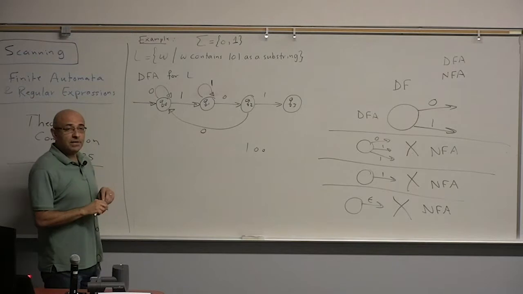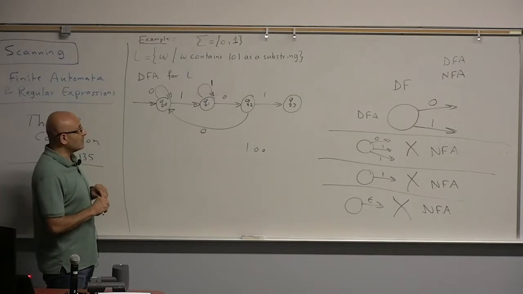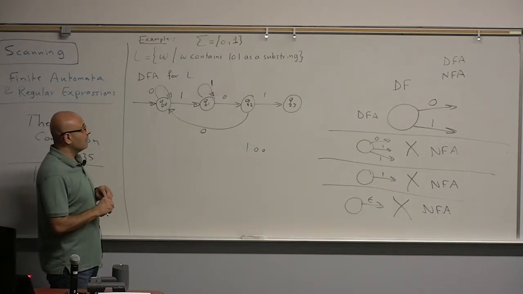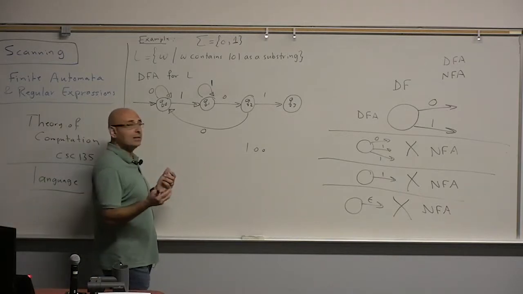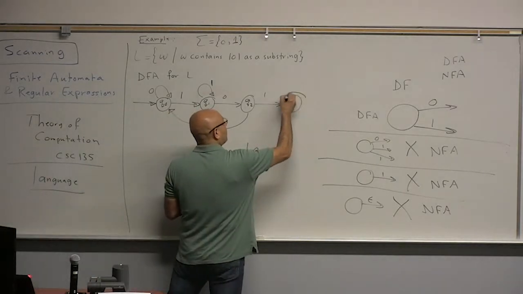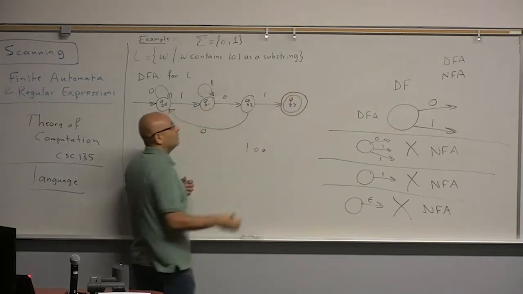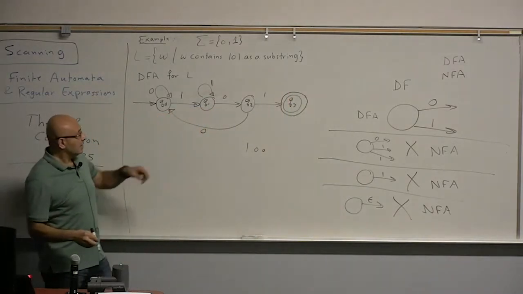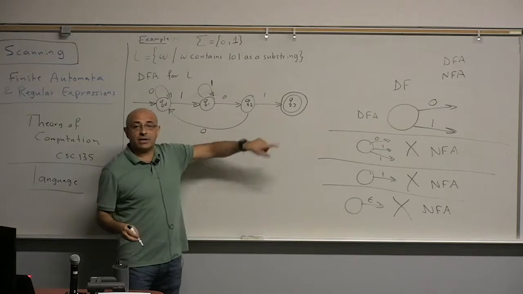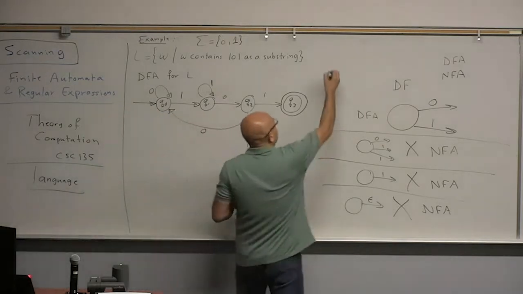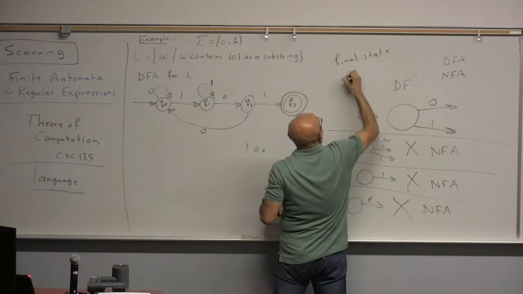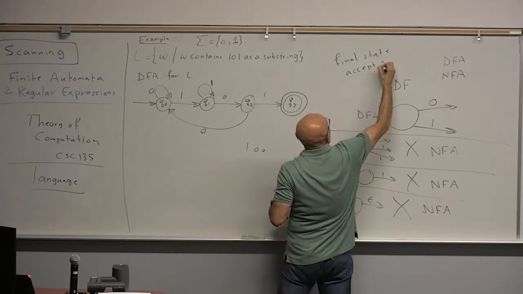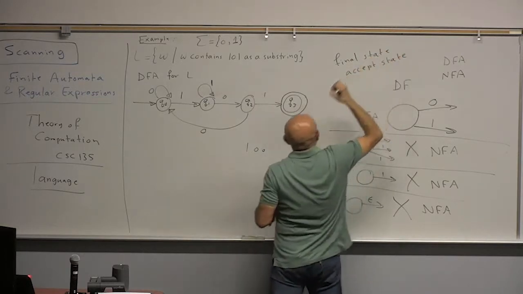Okay, is this complete? No, it's not complete. What else do we need? Final state. Oh, the final state. Where is our final state here? Right. Yeah, the last one. So this is the final state. We distinguish this with a double circle. So this is what we call a final state or an accept state.